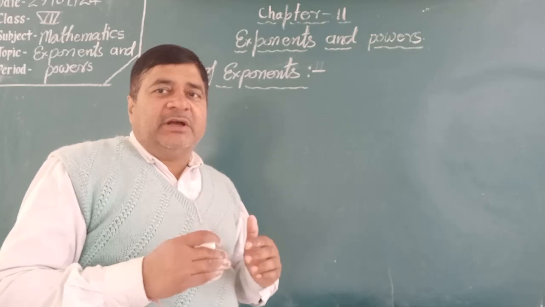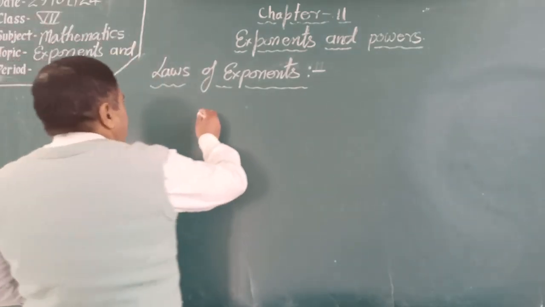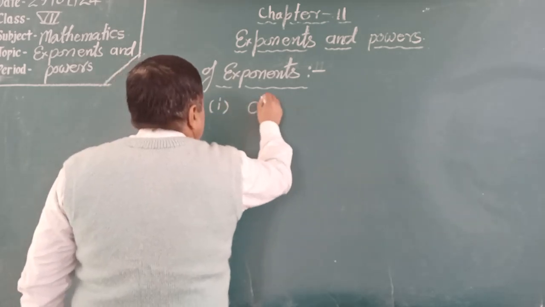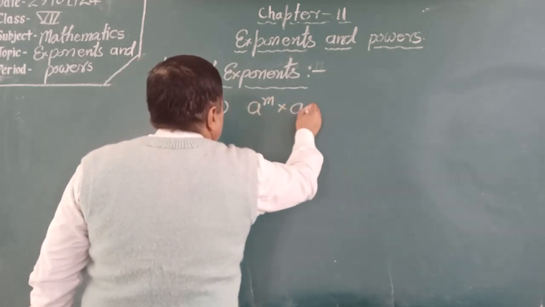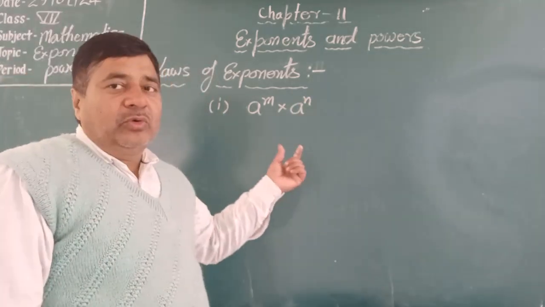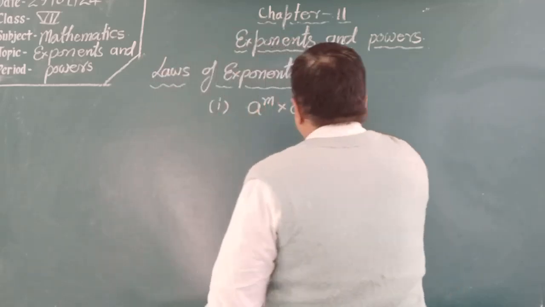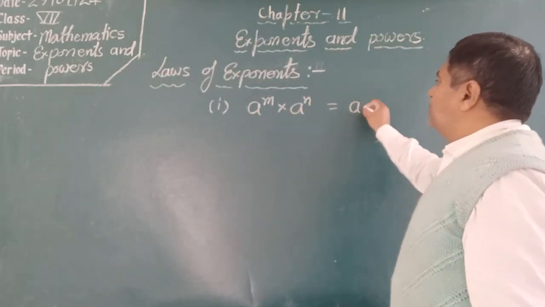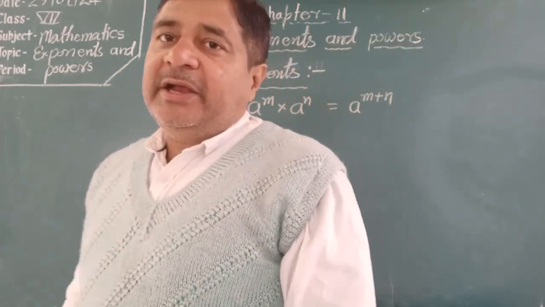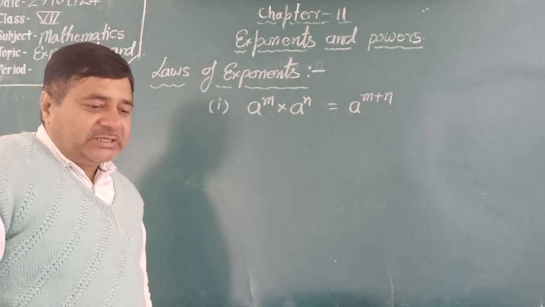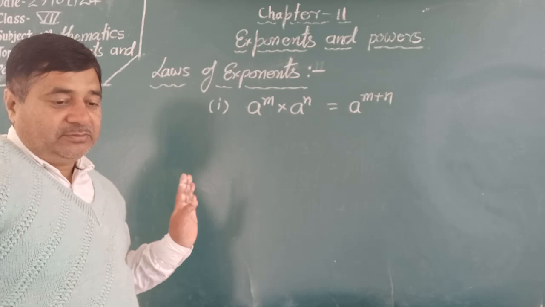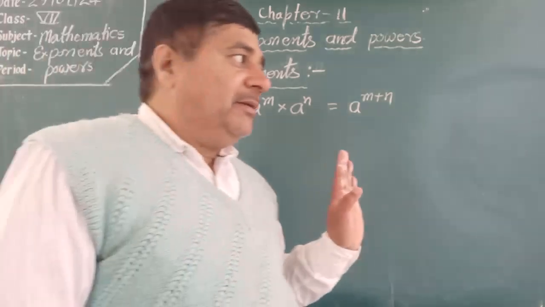Okay, so what is a law of exponent? The first exponent law is that a to the power m into a to the power n, what does it become? It becomes a to the power m plus n, for any non-zero integer a and b.